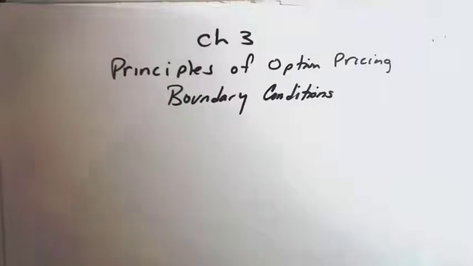Okay, so let's look at what the minimum value of a call option is. How do we represent the minimum value? Well, remember what a call option is. A call option gives you the right, but not the obligation, to purchase a stock at the strike price up until expiration.